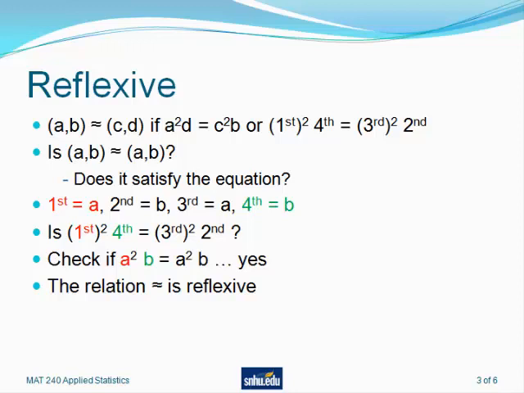So it's first squared, that means A squared, times the fourth, which means times B. So if we put in the first, second, third, and fourth terms, we get A squared times B on the left-hand side of that relationship and A squared times B on the right-hand side of that relationship. Since obviously A squared times B equals A squared times B, we can conclude that AB is equivalent to AB, and this particular relationship is reflexive.